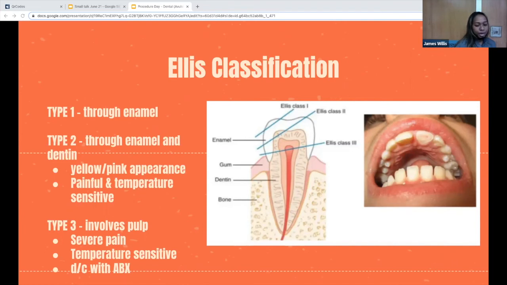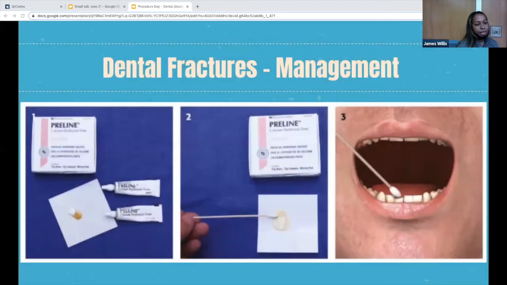The major point: if the fracture involves any dentin or pulp being exposed, they need a protective sealant of calcium hydroxide. I'm sorry, not to reduce pain, to protect the tooth. And this is just what the calcium hydroxide looks like. It comes as a catalyst and a base that you mix together, and then you just apply it to the fractured tooth.